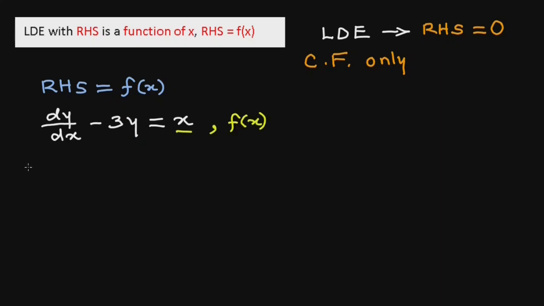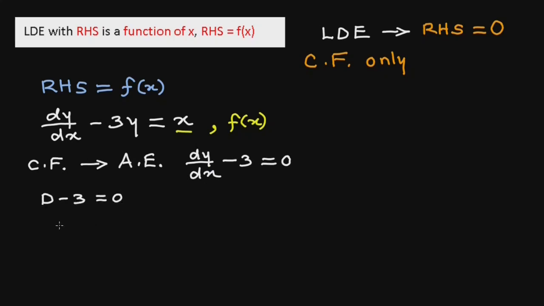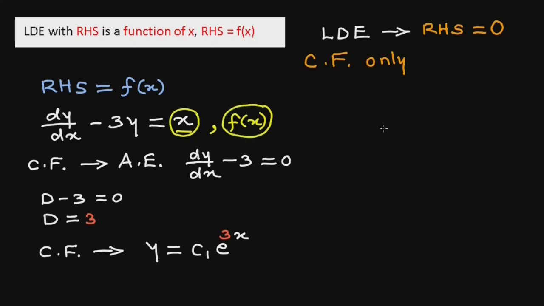Here, as usual, we have to find the complementary function by considering the auxiliary equation dy by dx minus 3 equals 0, which in terms of d is d minus 3 equals 0. d is 3, so the complementary function will be y equals c1 e raised to 3x. Now, because the right hand side of this equation is a function of x, there is another solution of this linear differential equation known as particular integral, PI.